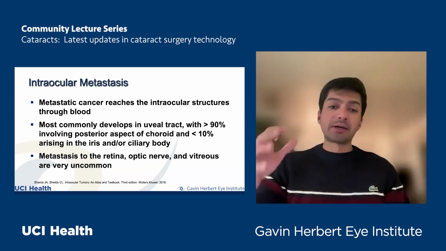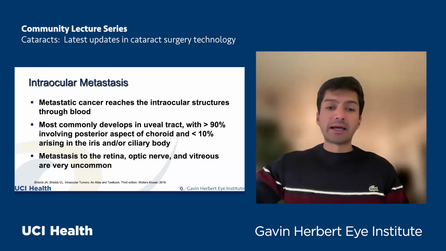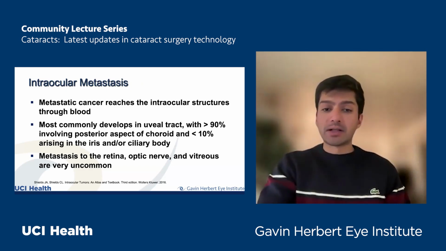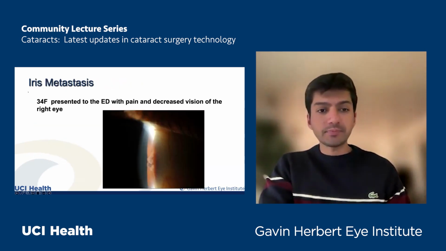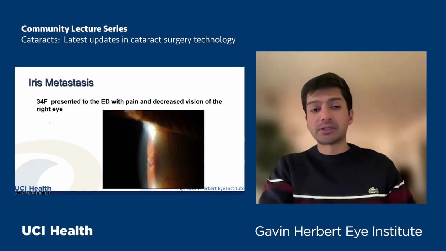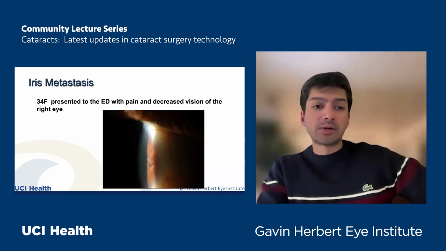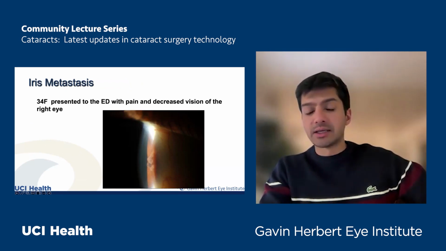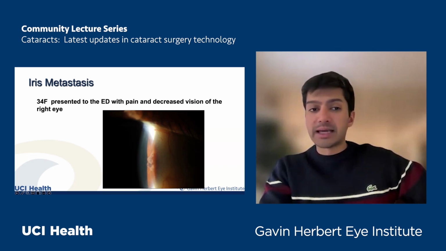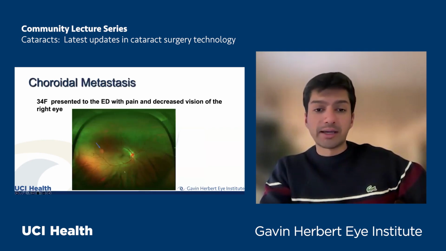This happens about 90% of the time in the back part of the eye, but it can grow in the iris as well, which we can see very easily on a clinical examination. So I wanted to just show this picture. This is a patient that I saw in training. This was a 34-year-old who presented to the emergency department with pain and decreased vision of the right eye. And this right here is an iris metastatic lesion that came from the breast. So this lady unfortunately had breast cancer, which spread to the front part of the eye.